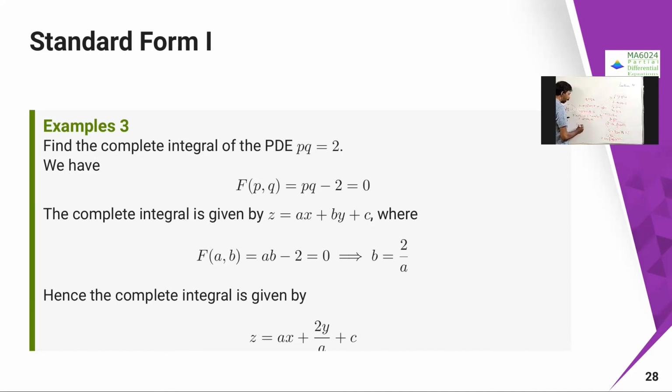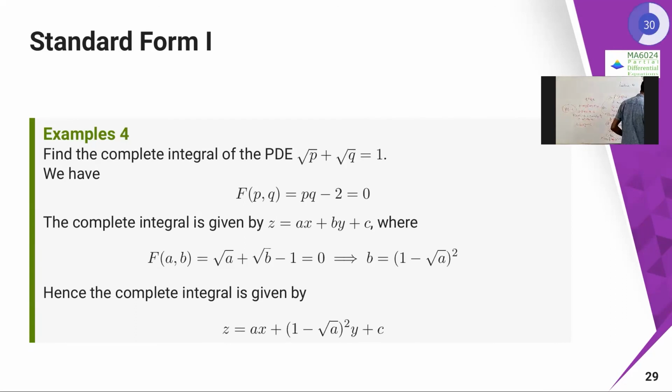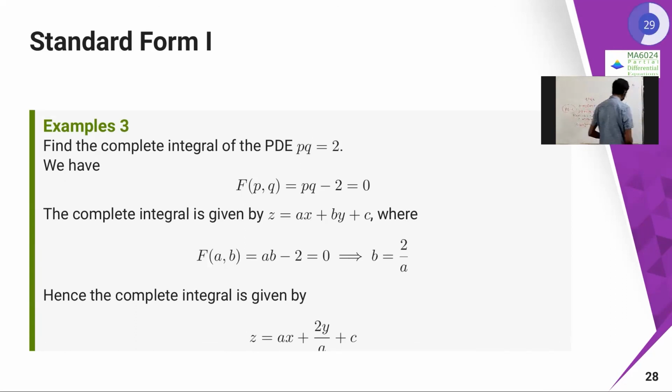Z equal to ax plus b is nothing but 2 by a into y plus c. This is called the complete integral. Okay, this is going to be the complete integral. Now for the singular integral, no singular integral is going to be there.